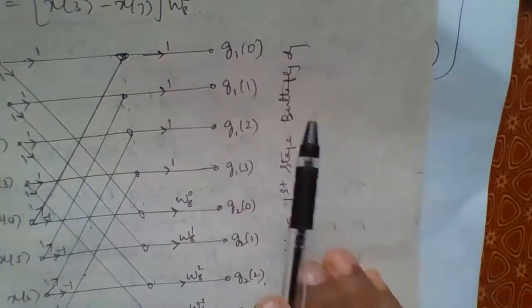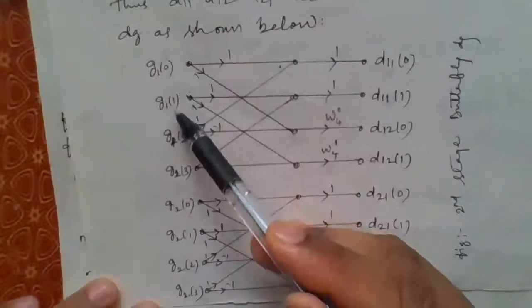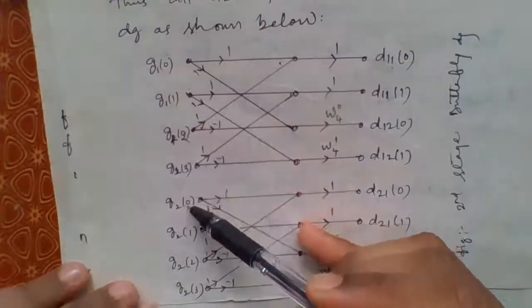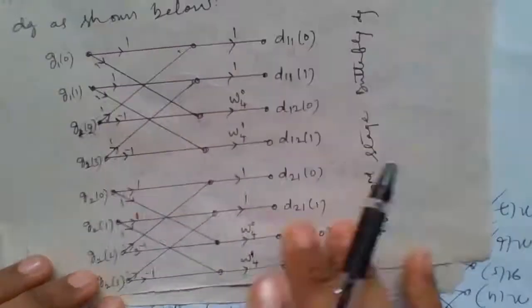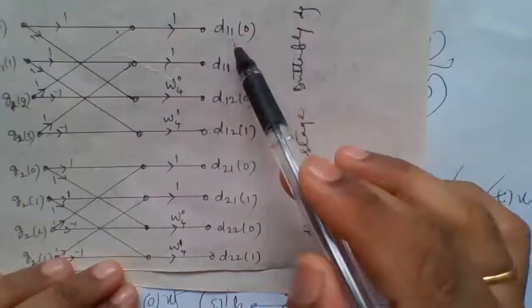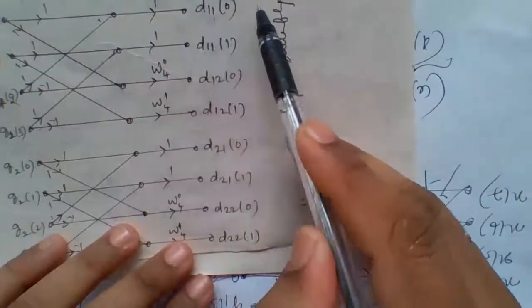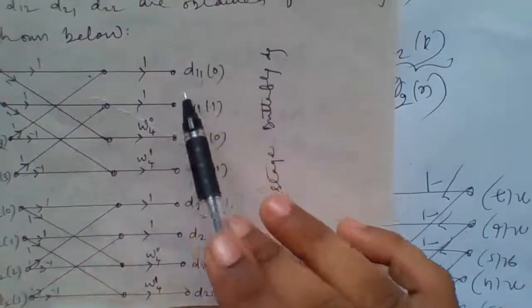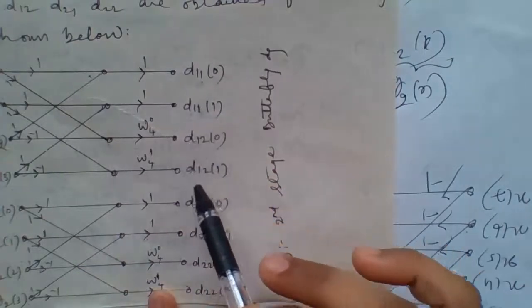So while drawing the signal flow graph for the second stage, in the same order we have G1 of 0, 1, 2, 3. Similarly, G2 of 0, 1, 2, 3. They act as inputs. Using them, we generate all the D sequences on the output side. That is D11 of 0 and D11 of 1, one pair, which is because of the addition. Then D12 of 0 and D12 of 1, which is because of the subtraction.